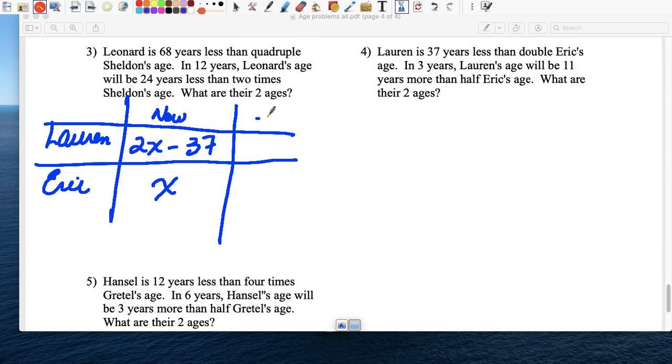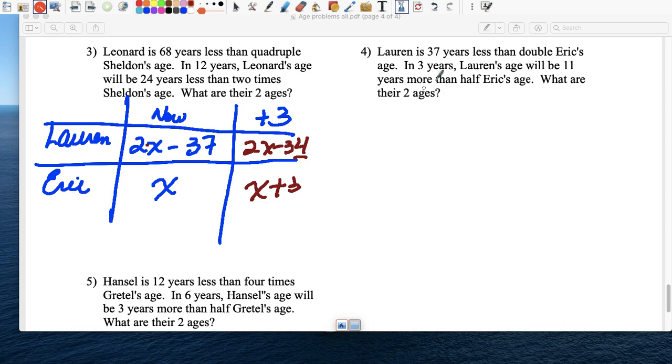In 3 years, so 3 years into the future. So let's get their ages 3 years from now. So x plus 3 for Eric. And then we do 2x minus 37 plus 3. We actually get 2x minus 34. That's their ages in the future.